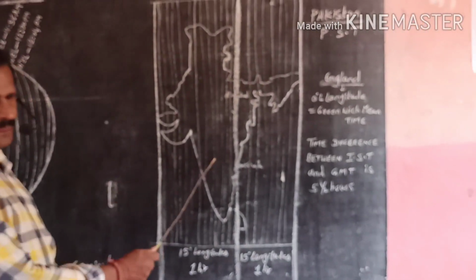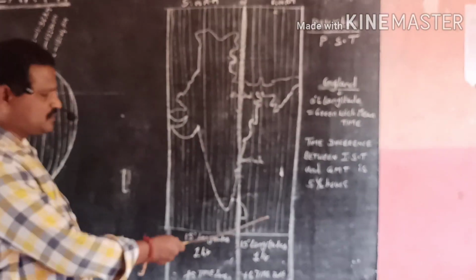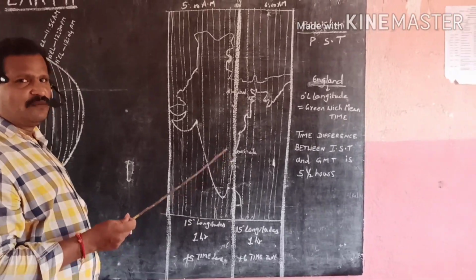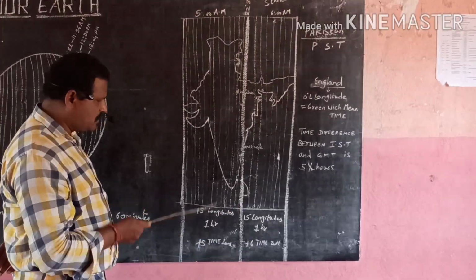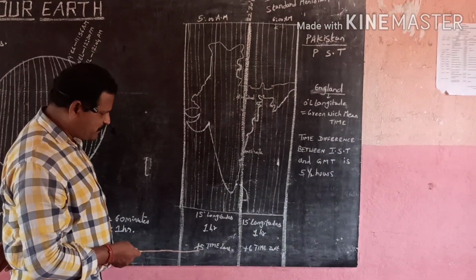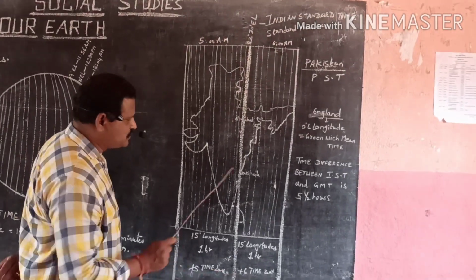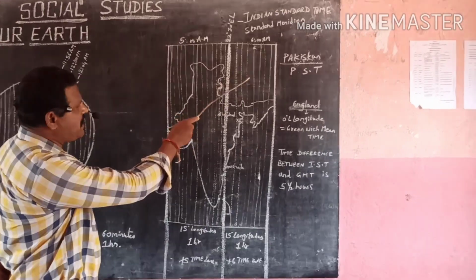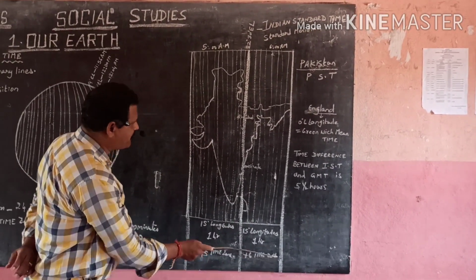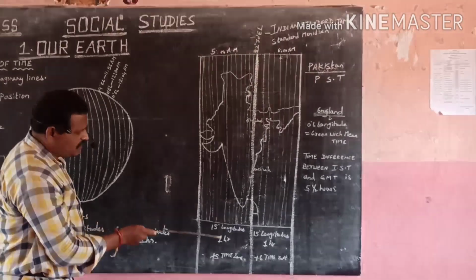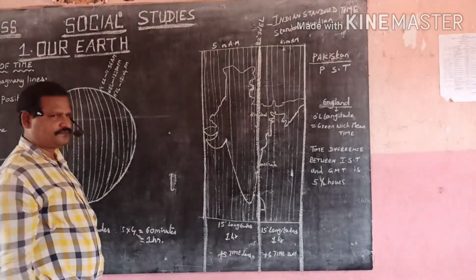This is India. India is located in more than one time zone, that is, in 2 time zones: +5 and +6. The east part of India is located in the +6 time zone, and the west part of India is located in the +5 time zone.